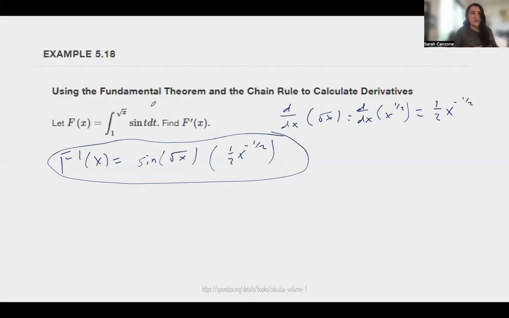But again, this is just really long. So you can verify your answer using that method, but typically it would be okay to just say, hey, I'm using the fundamental theorem of calculus part 1. Here's my answer.